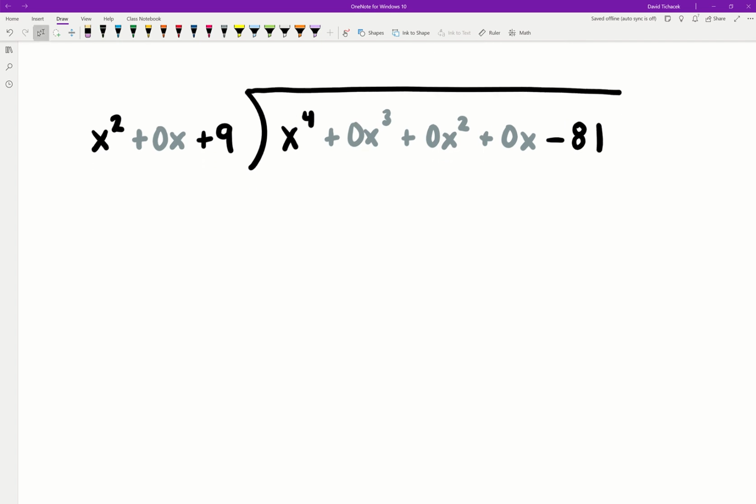Now, I'm not going to go over too deeply how we perform this long division because we did that in a previous video, so I'm just going to blaze through that process here. We're going to have an x squared to start.